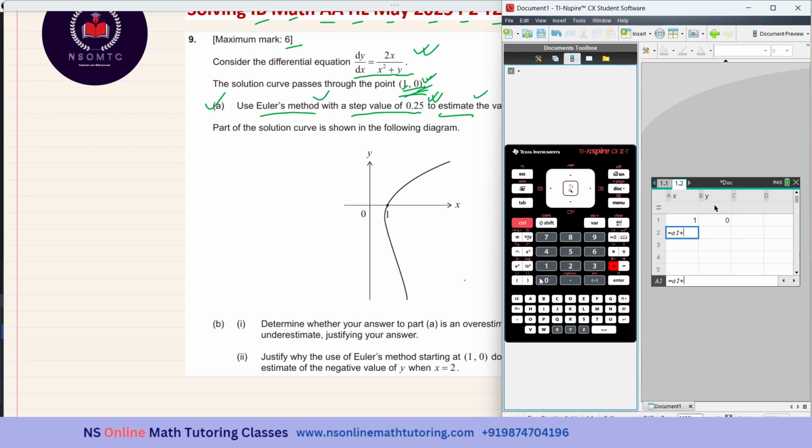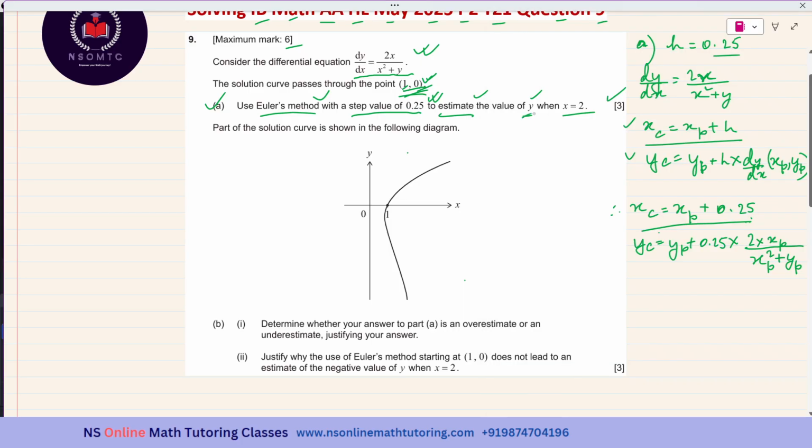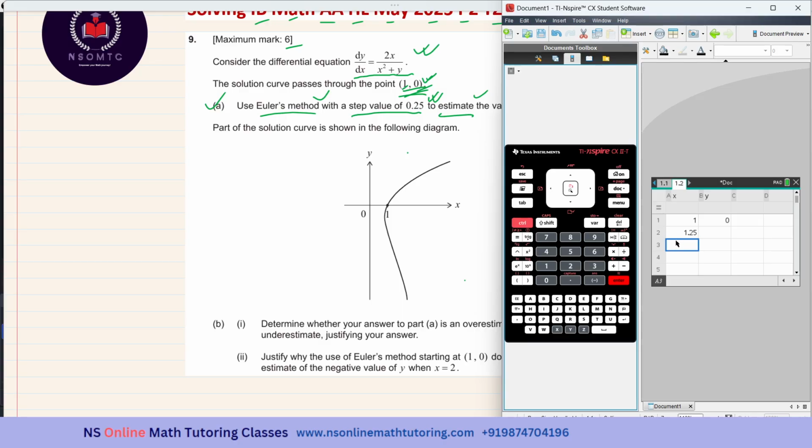The h value is 0.25, because xc is equal to xp plus h, and enter. 1 plus 0.25 is 1.25. And we have to get the estimated value of y when x equals 2. The current value of x is 1.25, so I have to get to x equal to 2.